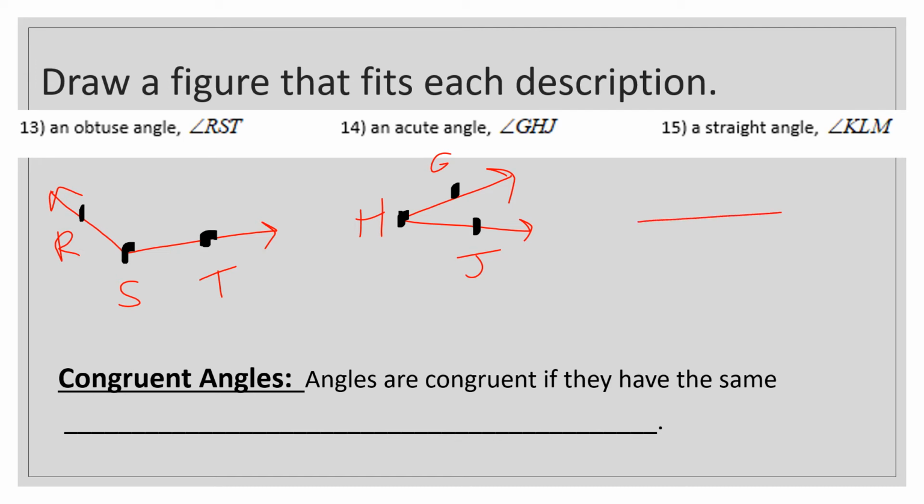And then number 15 is a straight angle. You have your vertex still has to be in the middle.